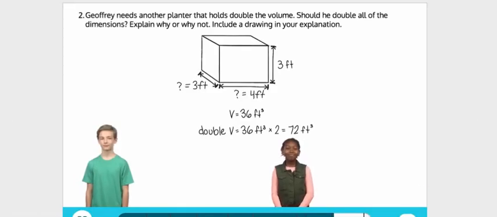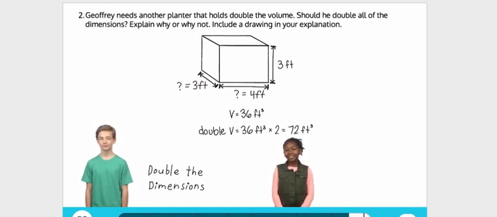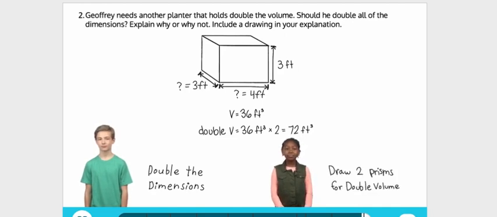There are a lot of different ways to approach this problem. Let's see 2 of these ways. What did you do, Zeph? I decided to double the dimensions and solve for this volume. That way, I could see if it was equal to 72 cubic feet. Good thinking. How did you solve, Milan? I drew a second identical prism to show what it looks like when we doubled the value. Then I used this to help me think about what the question is asking. Which explanation do you want to hear?